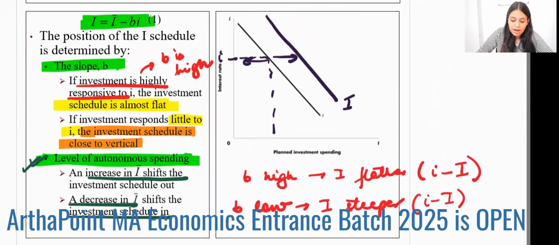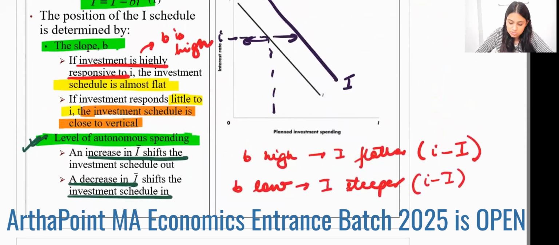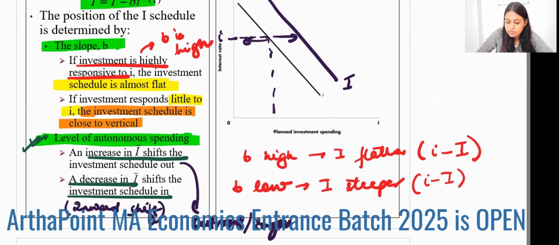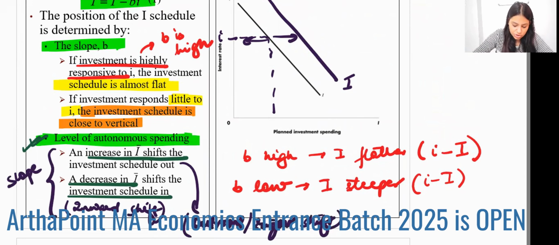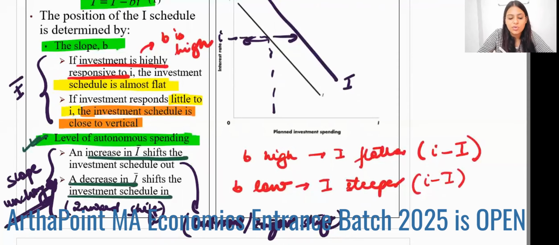So this is about the two things. Schedule in. So, you can write inwards shift. Here you can say outward or right shift. It will shift to the right. In both the cases, you should know that here the slope is unchanged. And here actually only the slope is changing. I bar is constant.